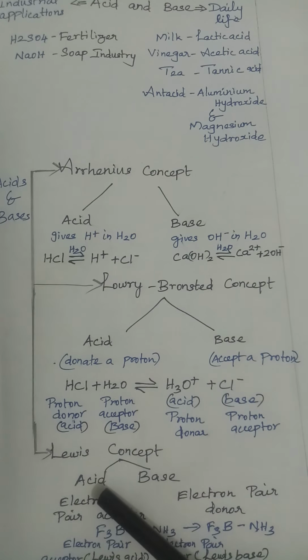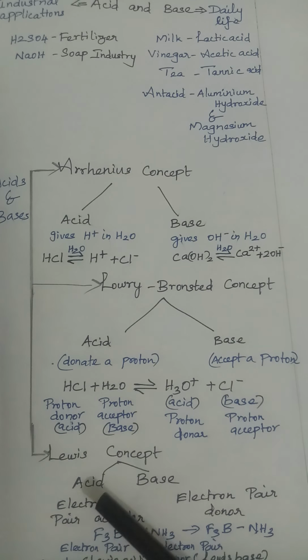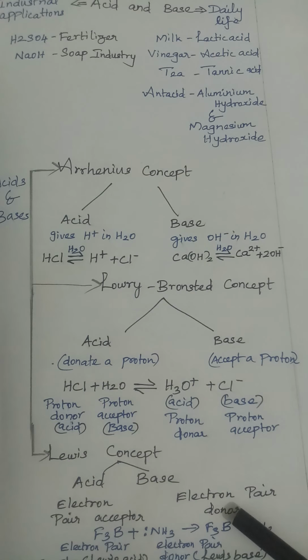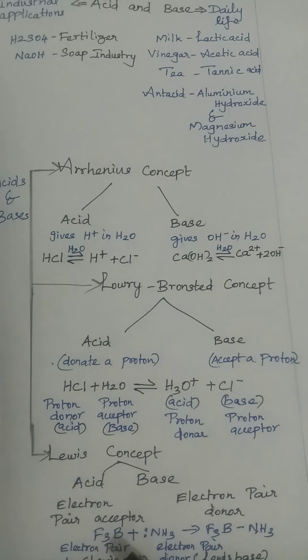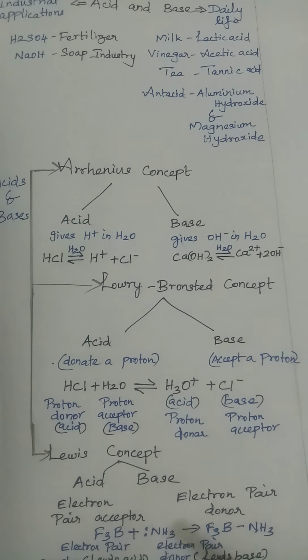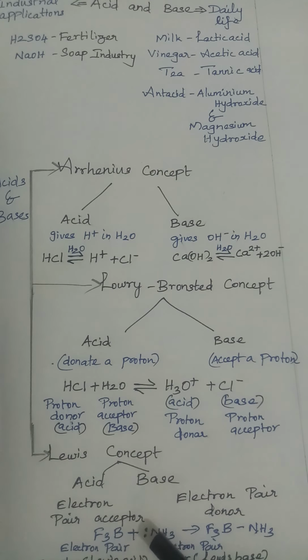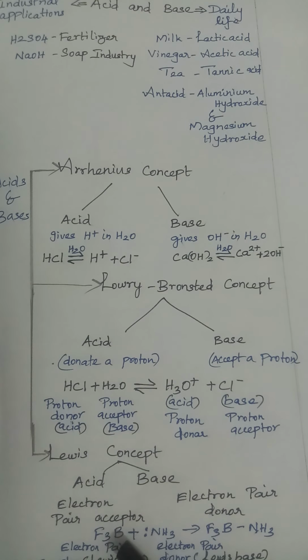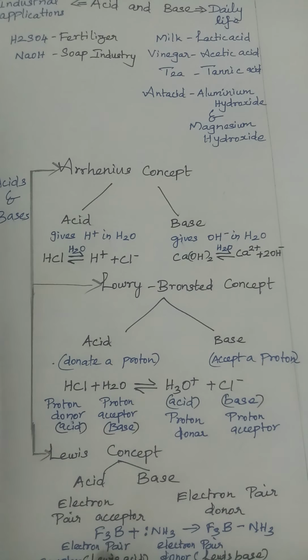What is meant by acid according to the Lewis concept? Acid means electron pair acceptor. Base means electron pair donor. For example, boron trifluoride reacts with ammonia to form a compound. Here ammonia donates an electron pair, so it acts as a Lewis base. BF3 accepts the electron pair, so BF3 acts as a Lewis acid.